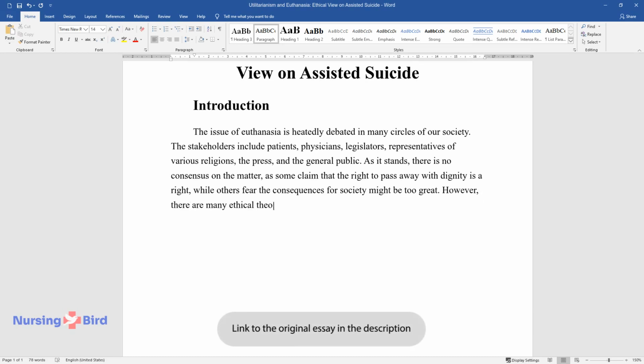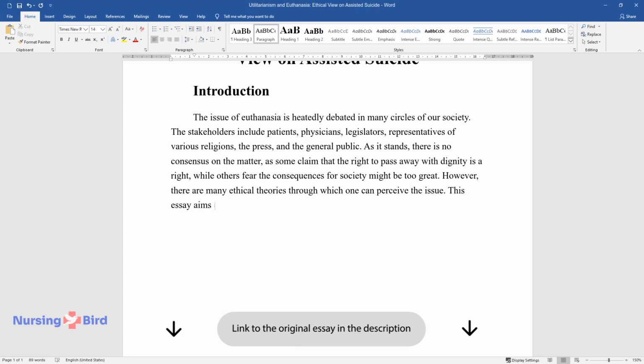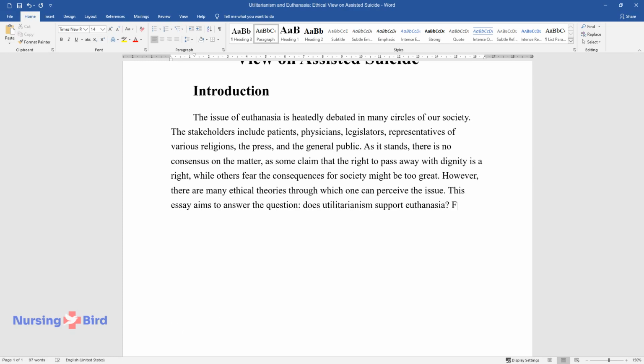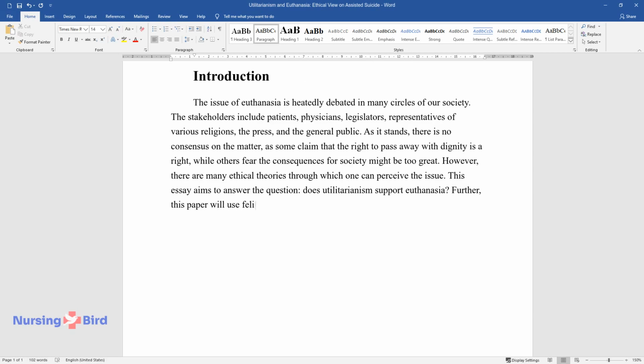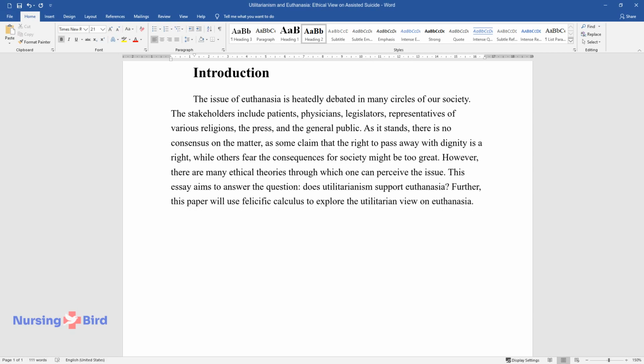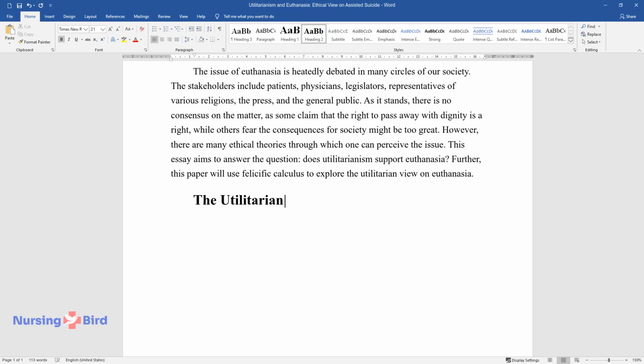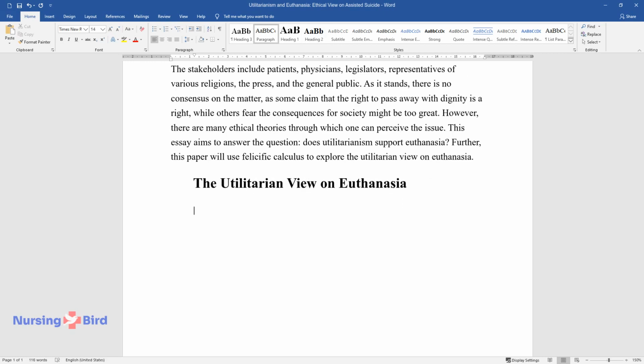However, there are many ethical theories through which one can perceive the issue. This essay aims to answer the question, does utilitarianism support euthanasia? Further, this paper will use felicific calculus to explore the utilitarian view on euthanasia. The utilitarian view on euthanasia.